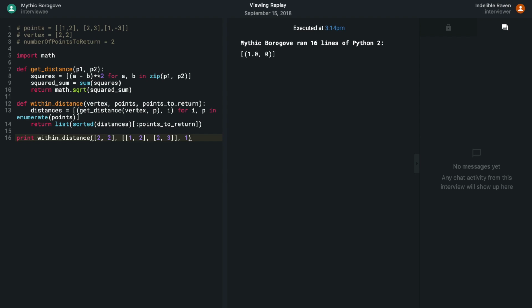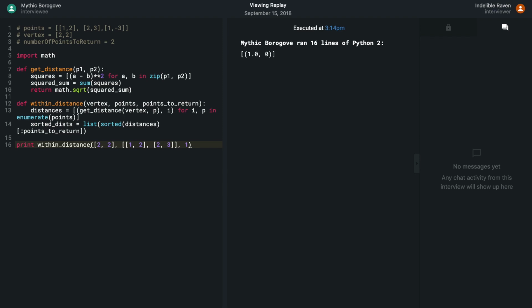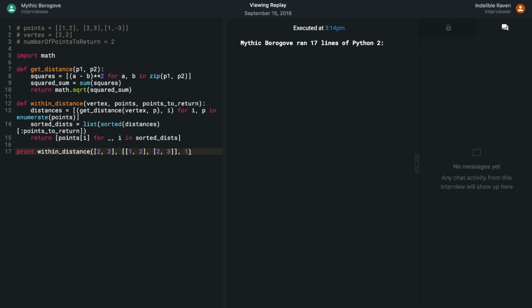Sorted this, and then what we want to return is the actual point, or a list of the points. So I guess it'll be points at I for I in sorted this. We're disregarding the first thing. Great. So we have a list containing 1, 2.